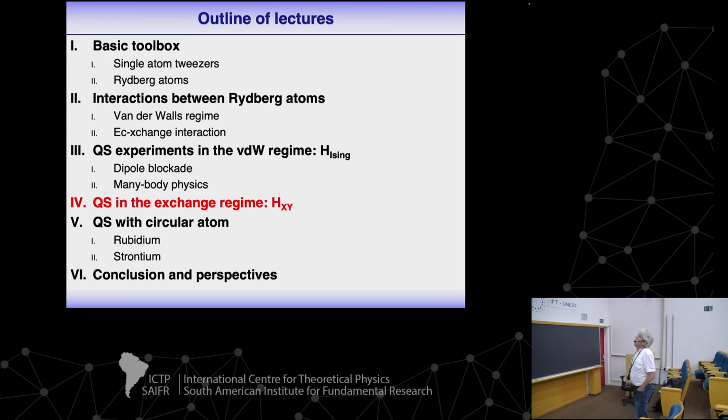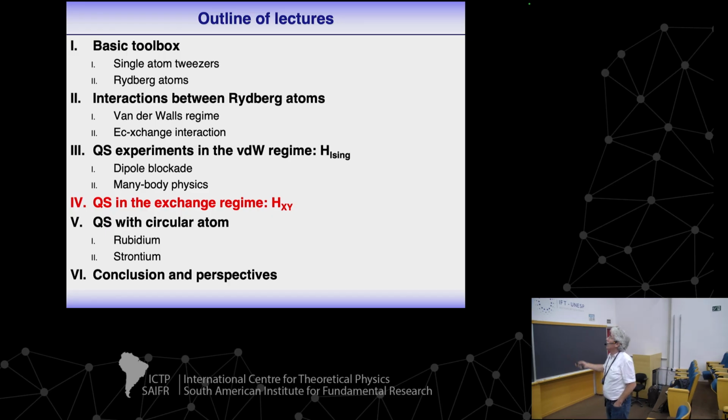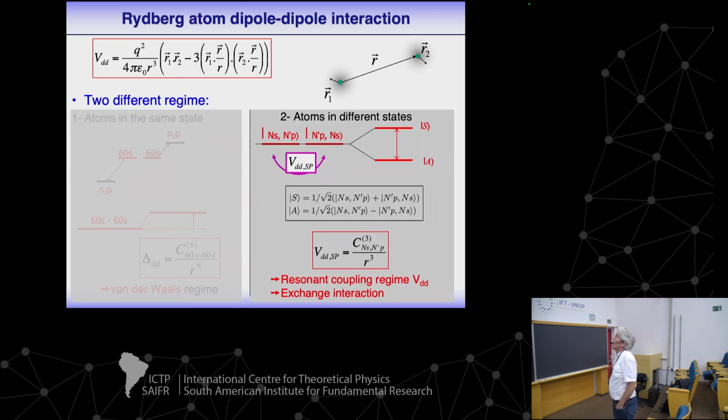So now let's go to the second kind of Hamiltonian that you can simulate. After having described the Ising Hamiltonian, we'll consider the exchange Hamiltonian, which leads also to very interesting many-body physics. So what is the exchange Hamiltonian? I already showed that slide in the first lecture. The dipole-dipole interaction in the regime where the two atoms are in the same state corresponds to the van der Waals regime I already discussed this morning.